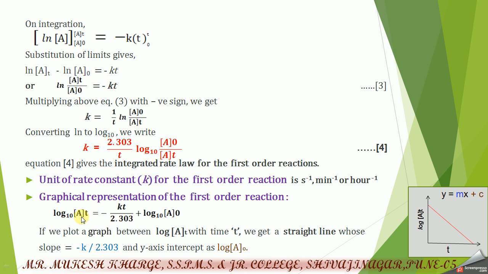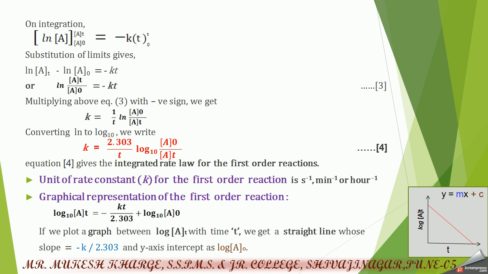Our equation becomes log to the base 10 at is equal to minus kt upon 2.303 plus log to the base 10 of a0. Now this equation can be written in the format of y is equal to mx plus c. So log to the base 10 of at is nothing but y. It is placed on y axis. Your t time is on x axis. Then m means minus k upon 2.303, and this plus log a0 to the base 10 is nothing but c, which is the intercept on that y-axis.